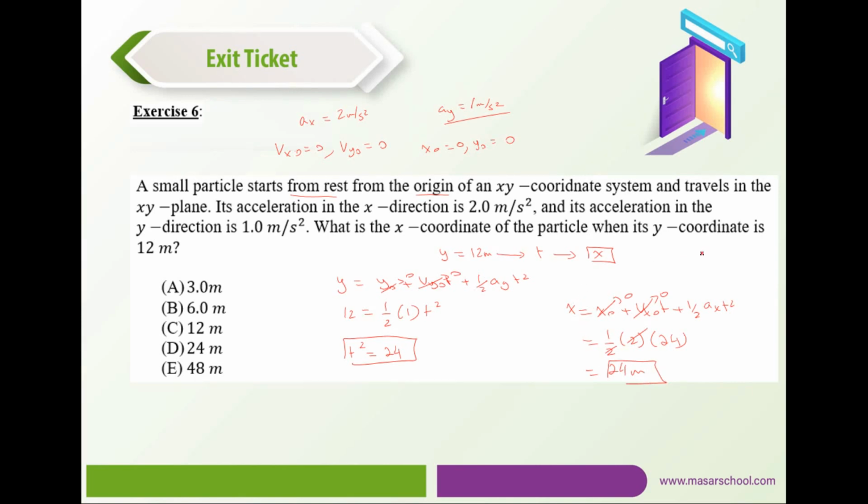At this location, y is given to be 12 meters. Then the correct answer in this case is D.